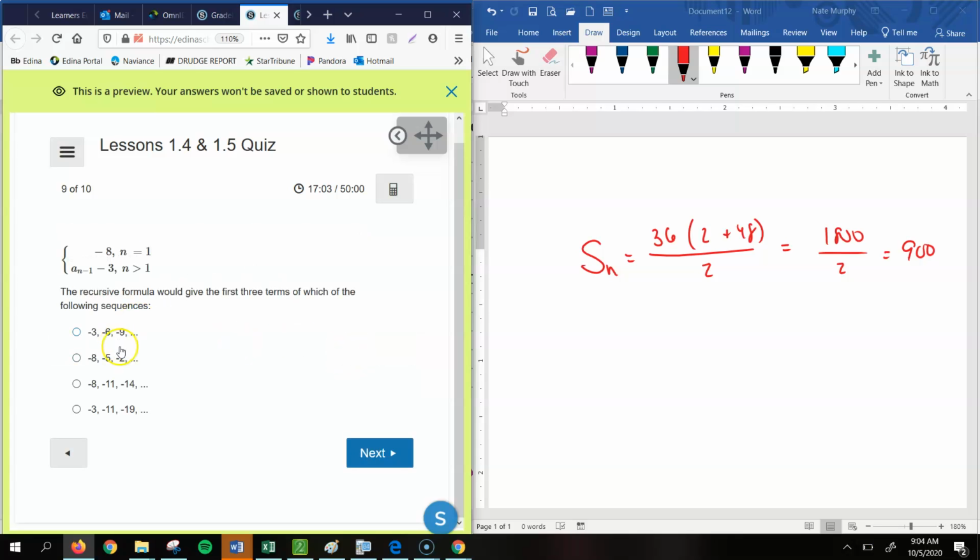So for this one, this is a recursive formula. So we know the first term here is -8. And then this bottom part down here is telling us what to do to find the next terms of the series. So it's either going to be the second or the third one here. But we're subtracting 3: -8, -11, and -14. So that would be our answer.